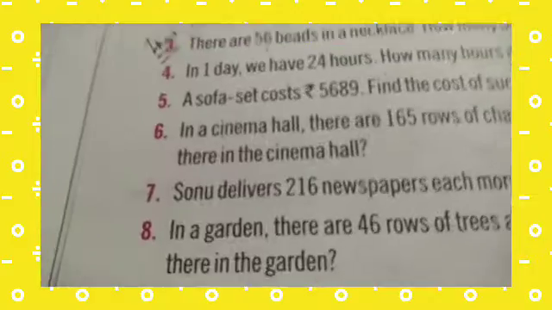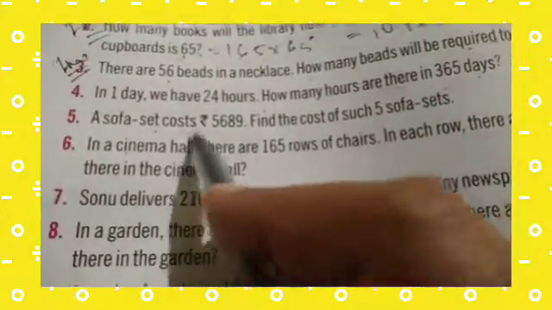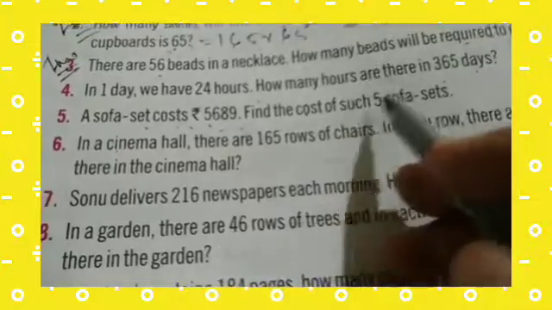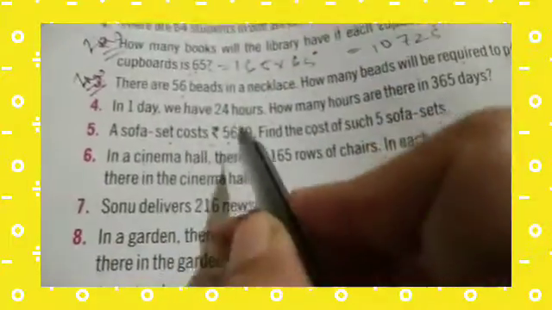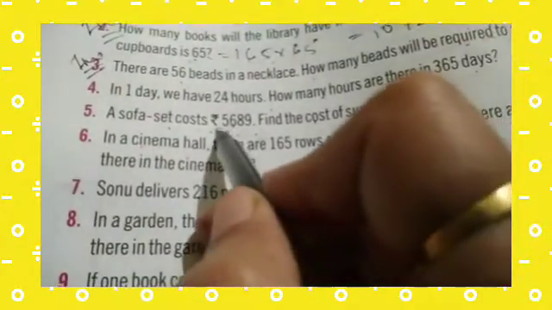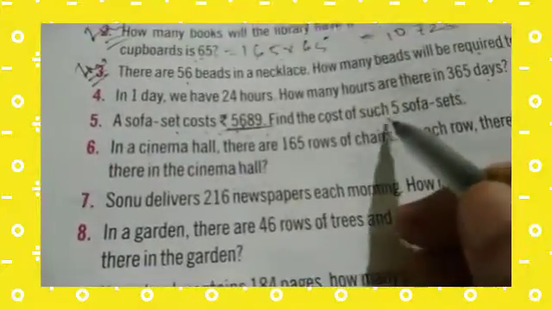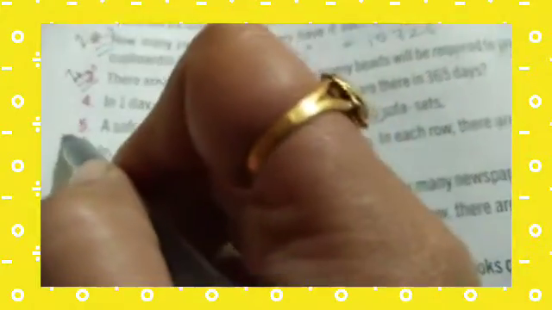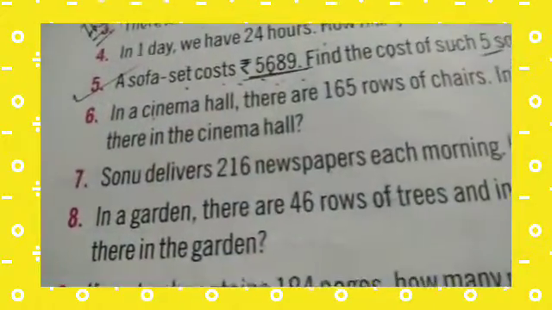Now next question. A sofa set costs 5689. Find the cost of 5 such sofa sets. एक सोफे की कॉस्ट है 5689 तो 5 सोफे की कॉस्ट कितनी होगी? कॉपी करिए क्वेश्चन नंबर 5 क्लास वर्क कॉपी में.